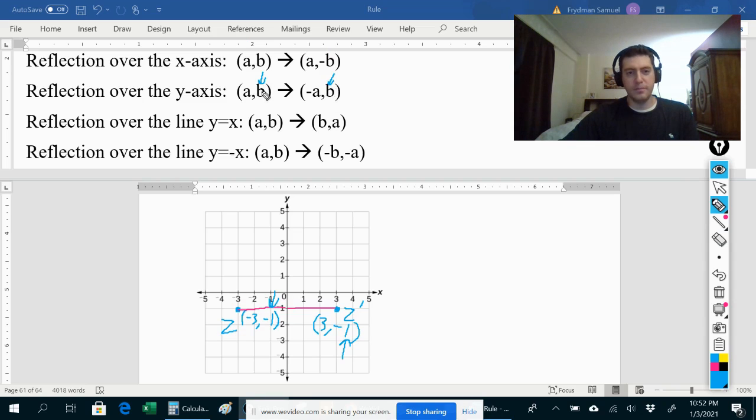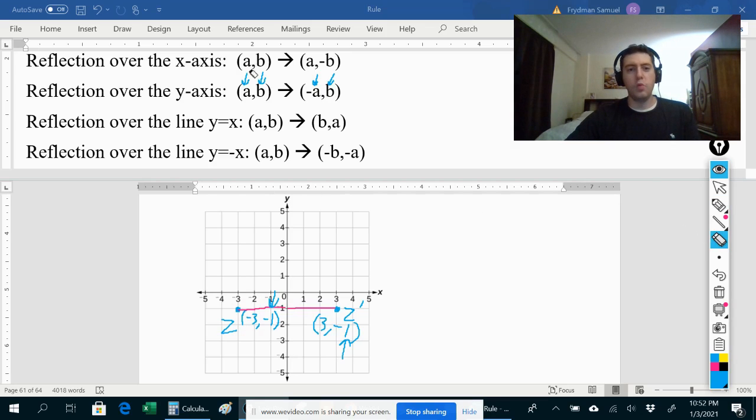But whatever I had as the x-coordinate, I'll get the opposite. So my original x-coordinate was -3. Now the x-coordinate in the image is +3. So that's why over here I wrote a, and over here I wrote the opposite of a. Again, that doesn't necessarily mean that the image is going to be a negative number. You can see here I got a positive number, but it was the opposite of what I had originally. The opposite of -3 is positive 3.